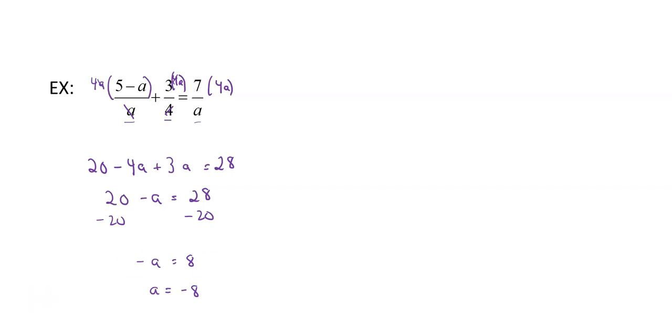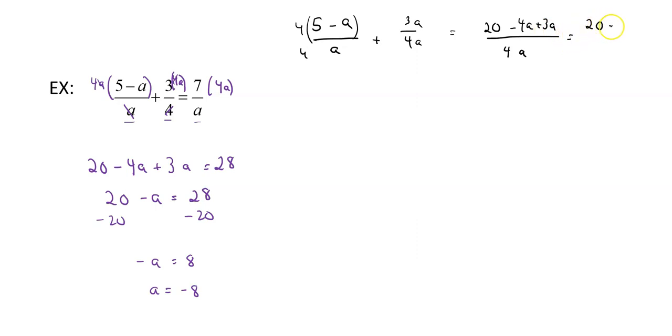All right, suppose I want to try it the other way. Suppose I wanted to create a common denominator on the left-hand side. I had 5 minus a over a plus 3/4. Let's multiply this one top and bottom by 4 and this one top and bottom by a, and now I've got a common denominator of 4a. What do I have on the numerator? 4 times 5 is 20. 20 minus 4a plus 3a is 20 minus a over 4a.